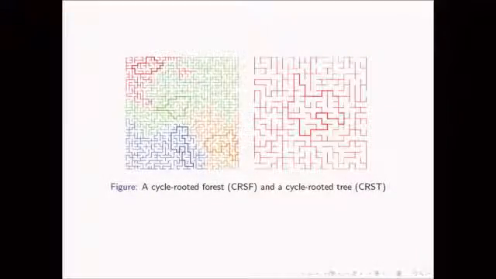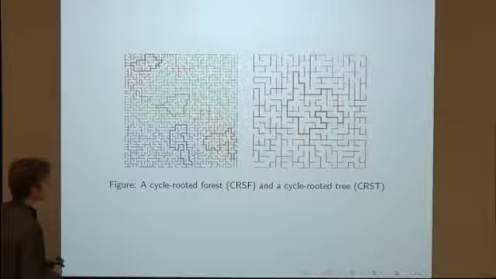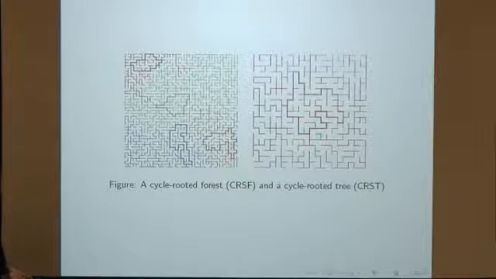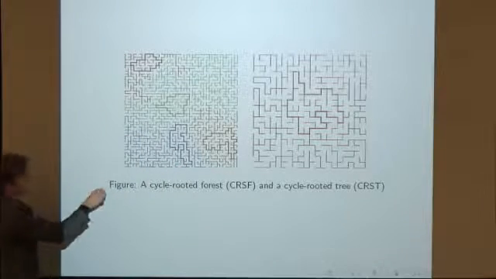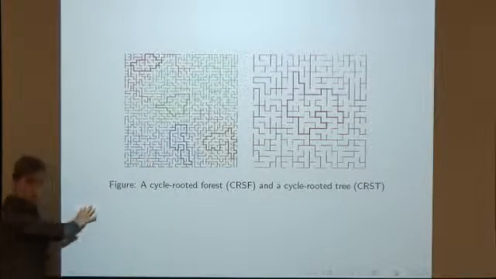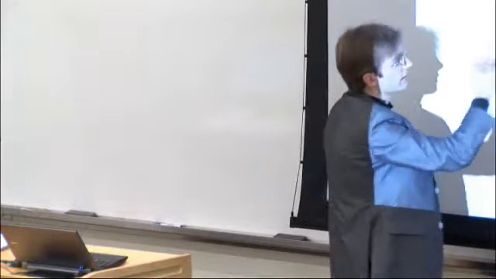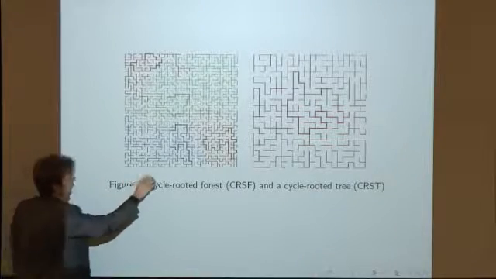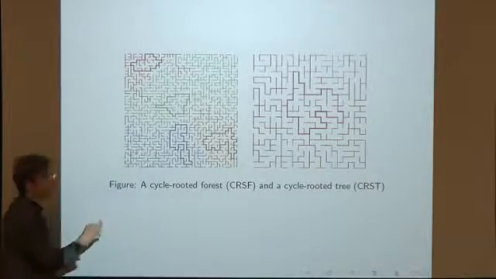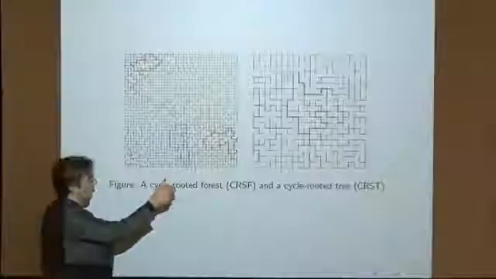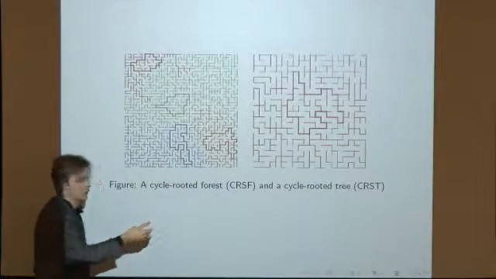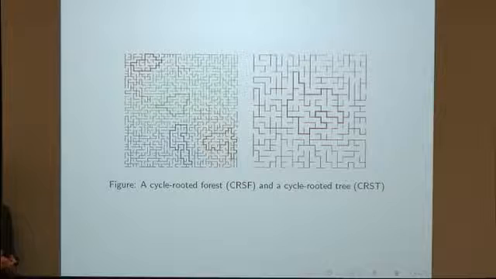So let me, if it's not familiar to everybody, say what a cycle-rooted spanning forest is. So it's this object here. You have an underlying square grid. A cycle-rooted spanning forest is a spanning subgraph, and it contains cycles, but in a very specific way, namely that each connected component contains a unique cycle. So you can see them pictured here. On the right, you have a particular case of a cycle-rooted spanning forest where there's only one component, it's connected, so we call this a cycle-rooted spanning tree.